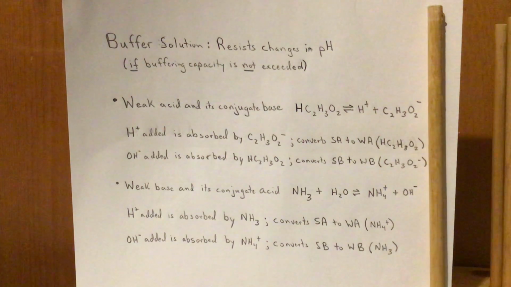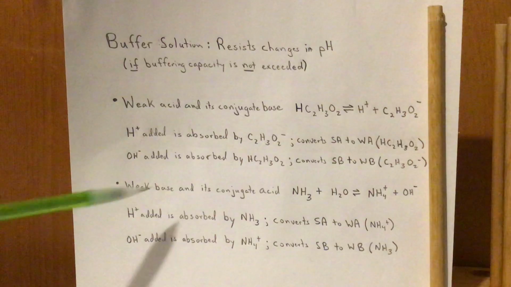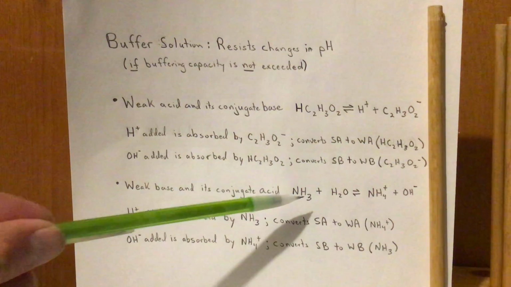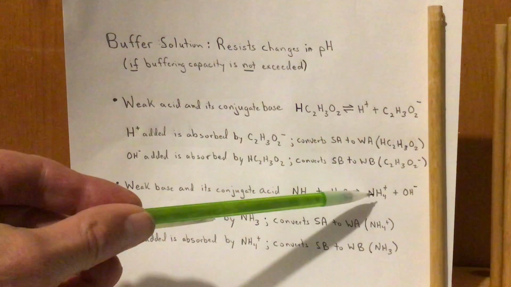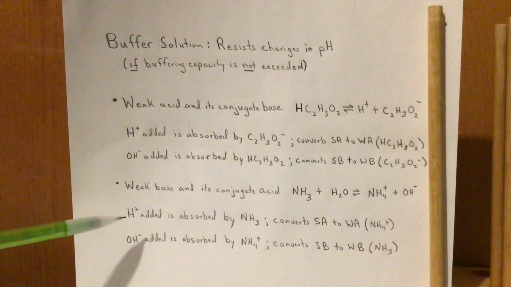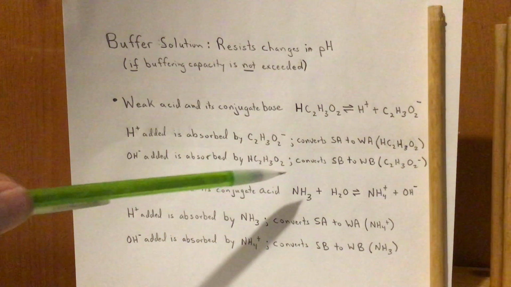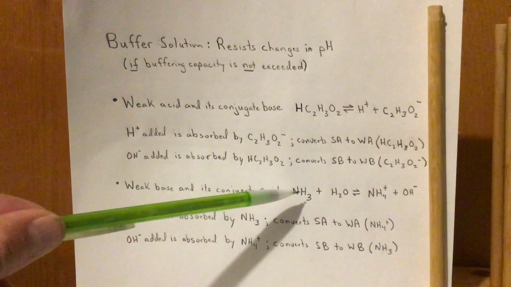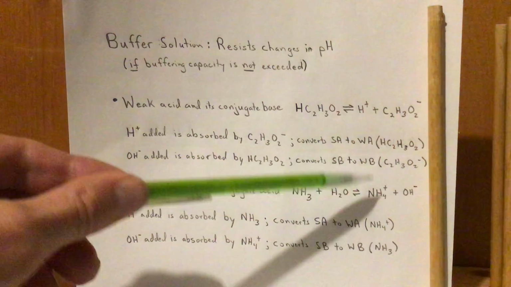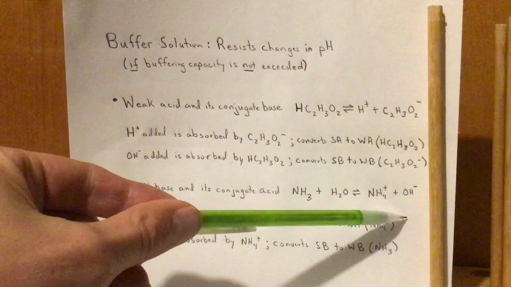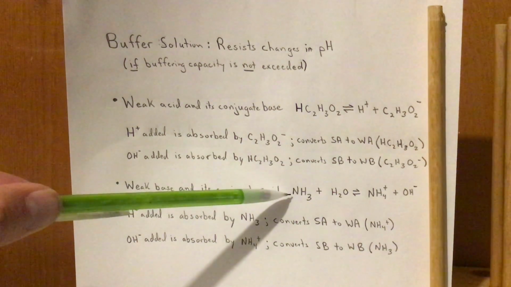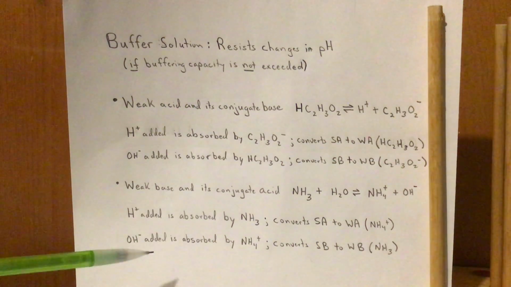We could also make an argument for a weak base and its conjugate acid. It would work the same way. A weak base is NH3. If you put that in water, it breaks up into NH4 plus and OH minus. If I add H plus to this system, it's absorbed by the NH3, and it converts that NH3 to NH4 plus. I add H plus, it'll take away the OH minus, it'll drive the equilibrium this way, making NH3 convert to NH4 plus.